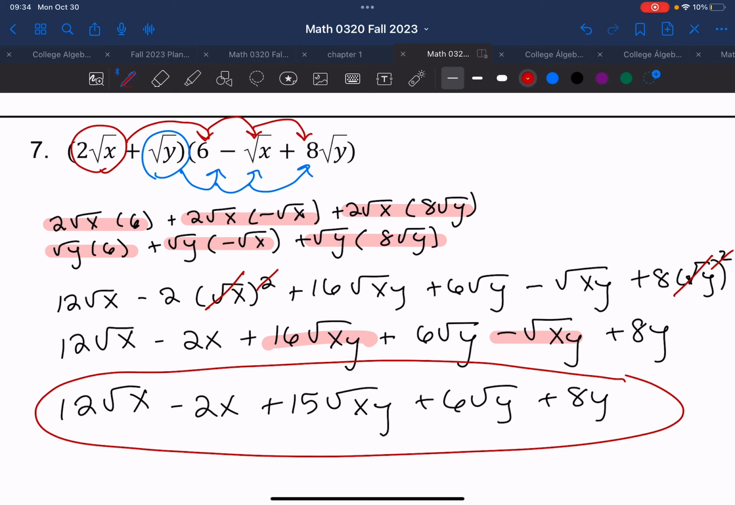In these longer problems, usually you're going to have longer answers because not all the terms are going to have like terms. Okay. Any questions on that first concept?